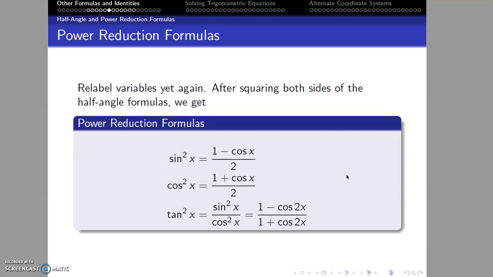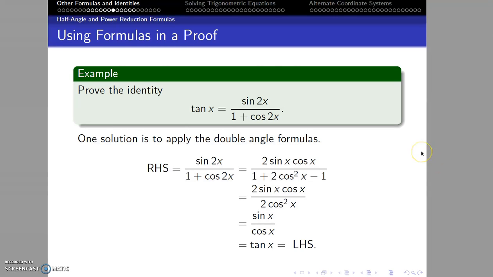But I digress. Let's do a couple examples here. Not necessarily using the power reduction formulas, although possibly being able to. Let's see what else we can do. Suppose I wanted to prove the identity that tangent of x is equal to sine 2x over 1 plus cosine 2x. Suppose that's what I wanted. Well, there's actually a couple ways of going about it. I've got one right here. One option is, of course, to use the double angle formulas. I've got sine 2x, that's 2 sine cosine.